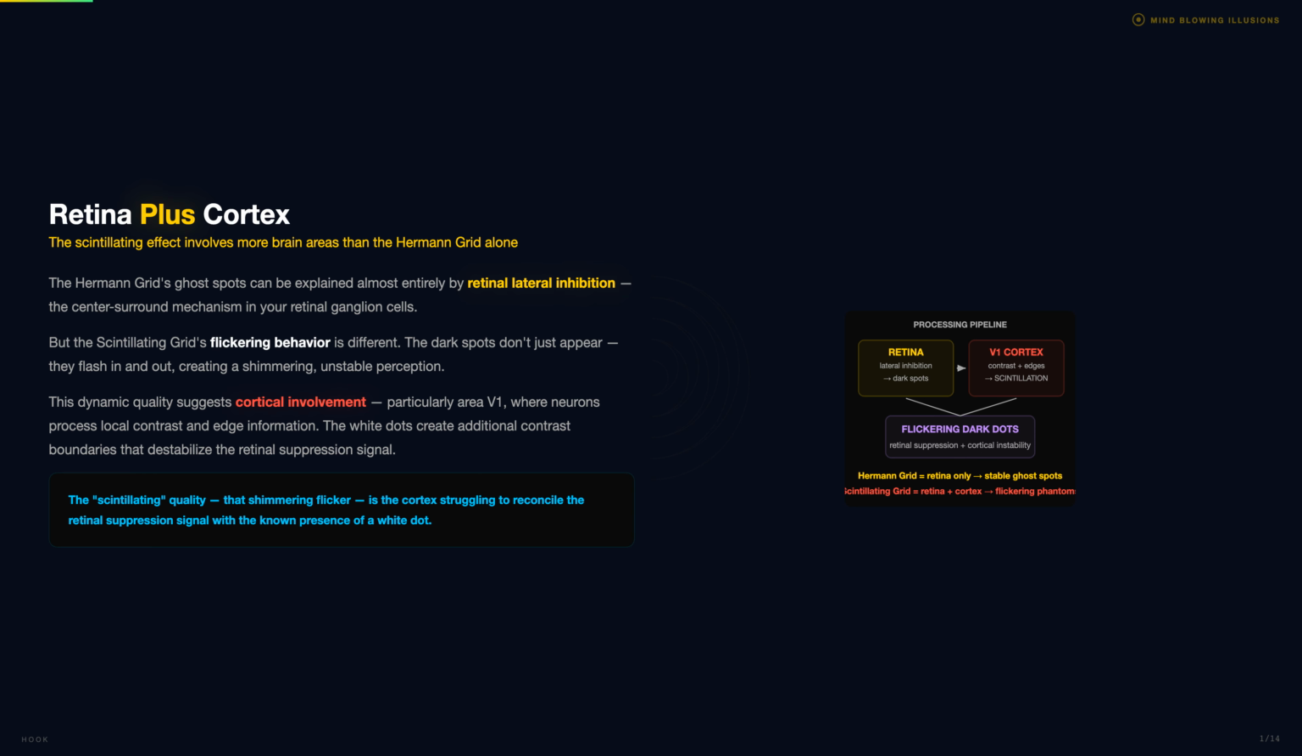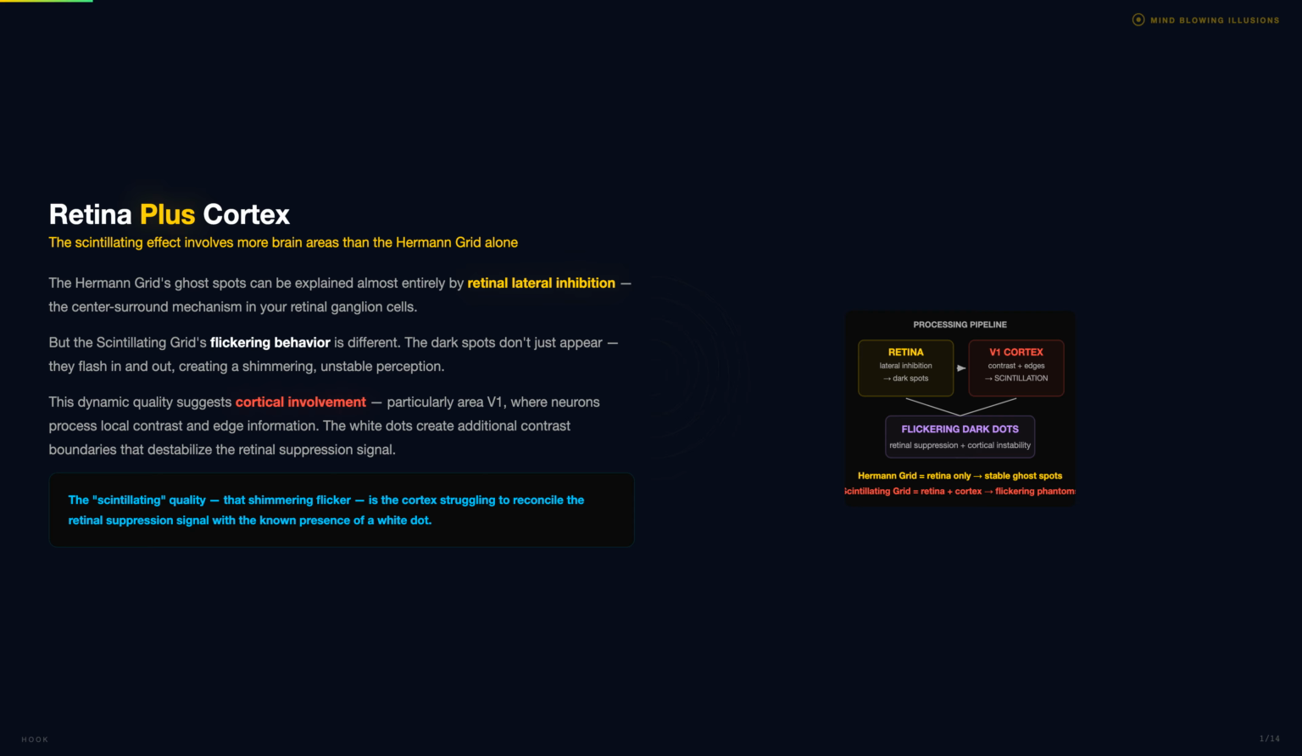Here's what makes the scintillating grid special. The Hermann grid's ghost spots can be explained almost entirely by retinal lateral inhibition. But the scintillating effect is different. The dark spots flash in and out, creating a shimmering, unstable perception.